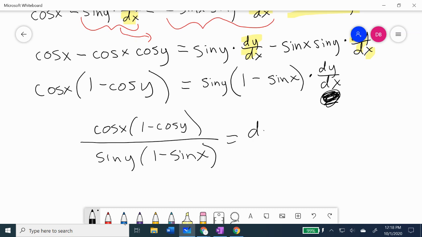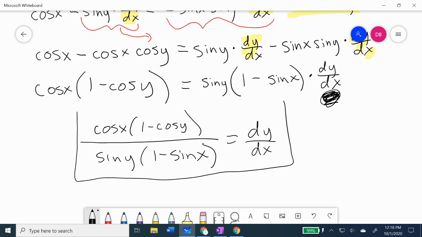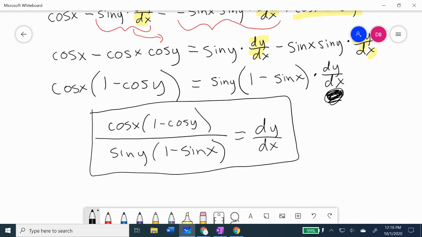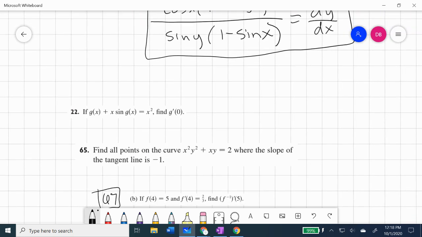And I don't know if the textbook simplified from there. If they did, let me know and I can add that on. But that's good enough. Let's move on to 22.